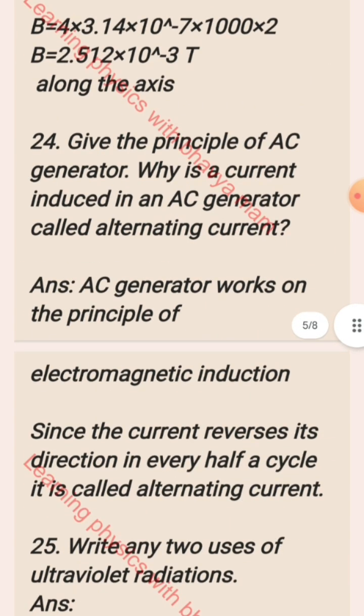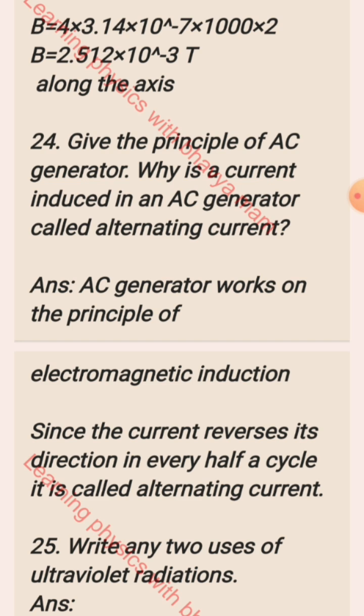The next question is: give the principle of AC generator. Why is the current induced in an AC generator called alternating current? Please understand the question properly before answering. The first question is, give the principle of AC generator. So AC generator works on the principle of EMI. AC generator is also called AC dynamo. It is based on the principle of EMI. So the first question carries 1 mark.